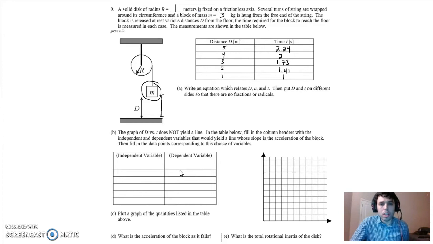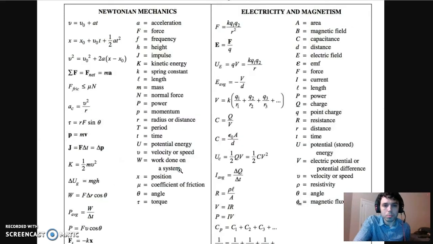Part A wants us to write an equation which relates d, the distance above the floor, a, linear acceleration, and t, time. Then it says put d and t on different sides so that there are no fractions or radicals. Well, this is actually a really simple question, because what's happening here is the object is falling, right? And if you recall from kinematics, anytime we had an object on a cliff and it was falling, we would use our old kinematics equation, and hopefully you remember it was that middle one there.